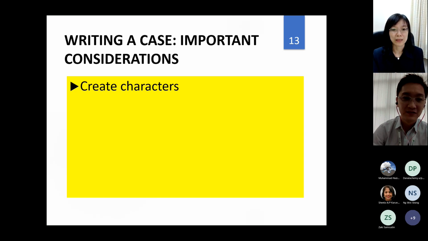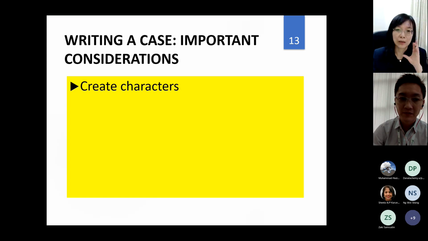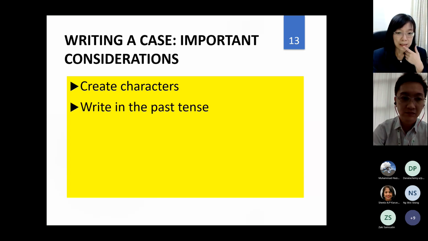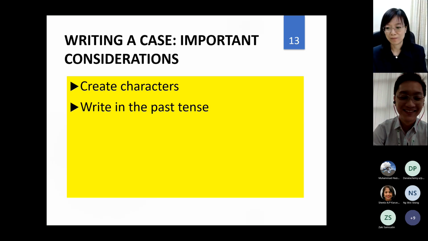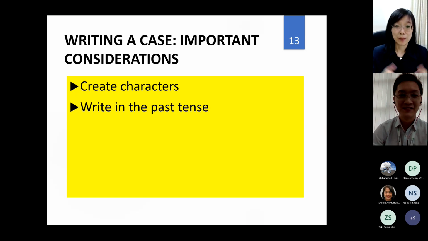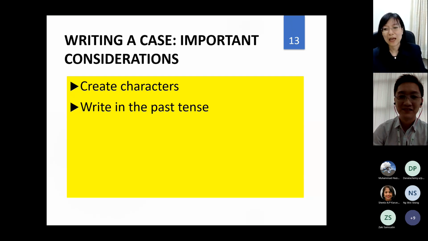But you must have some characters in the case, because when you write a case, actually you are writing from one of the characters' viewpoint. So having a character is a necessity. The other one, like what Mr. William mentioned, is that you always write cases in the past tense. I know a lot of people, when they first start out in case writing, say, why must you write in the past tense when it is still happening? The thing is, when we write a case, we are actually reporting what has happened, or the problem may have passed.